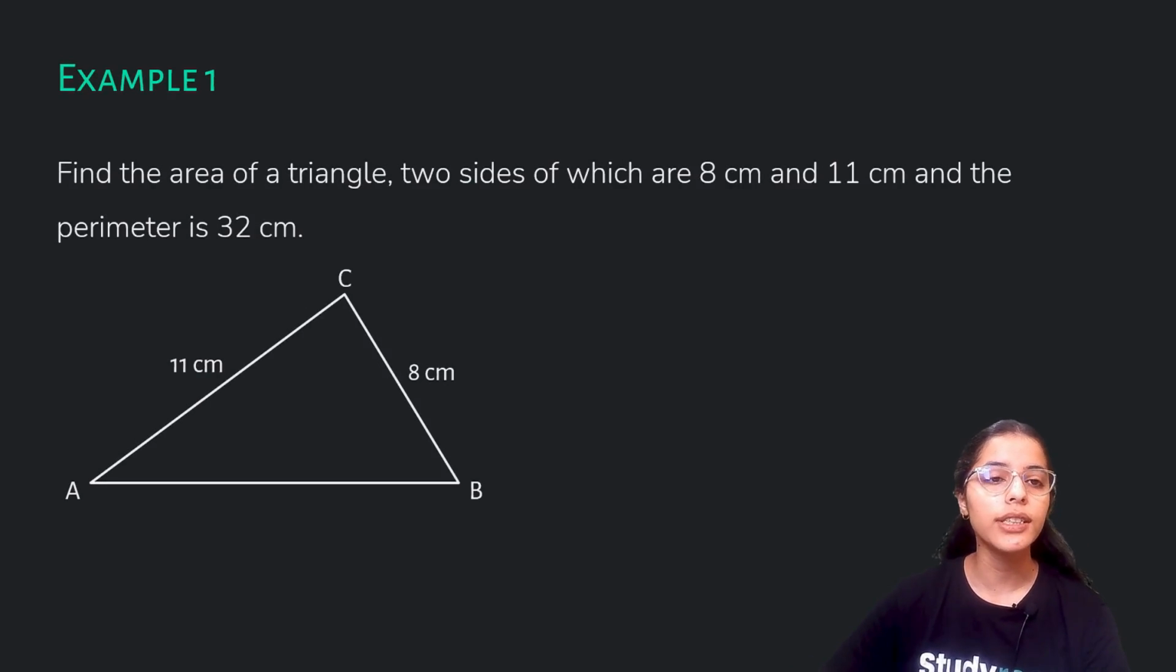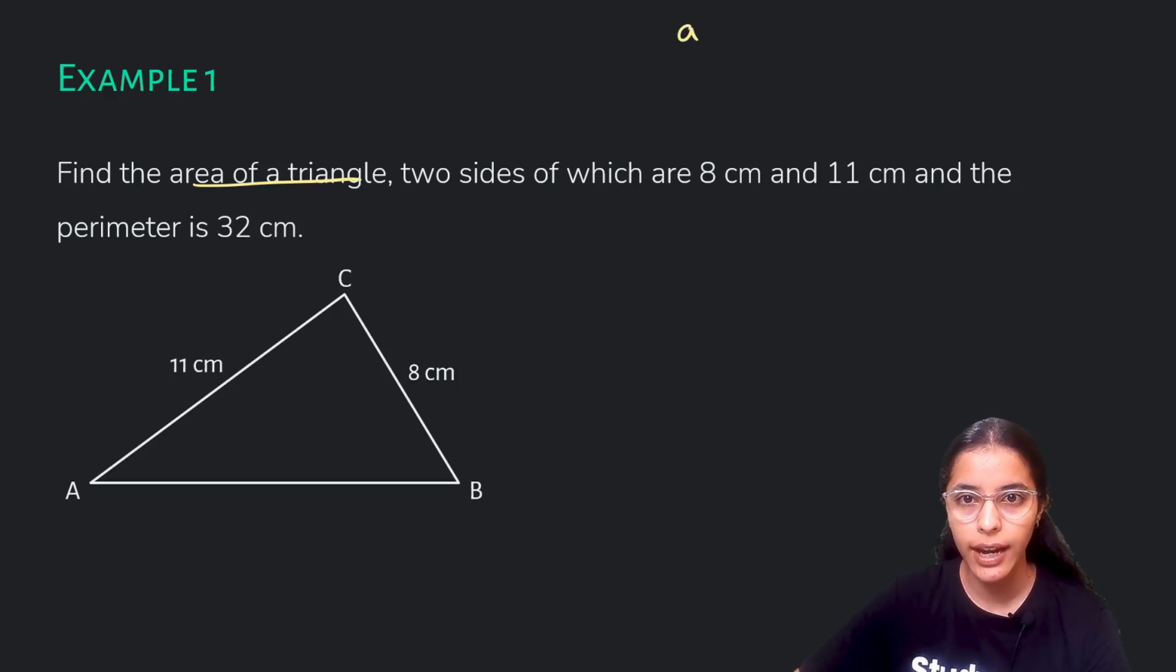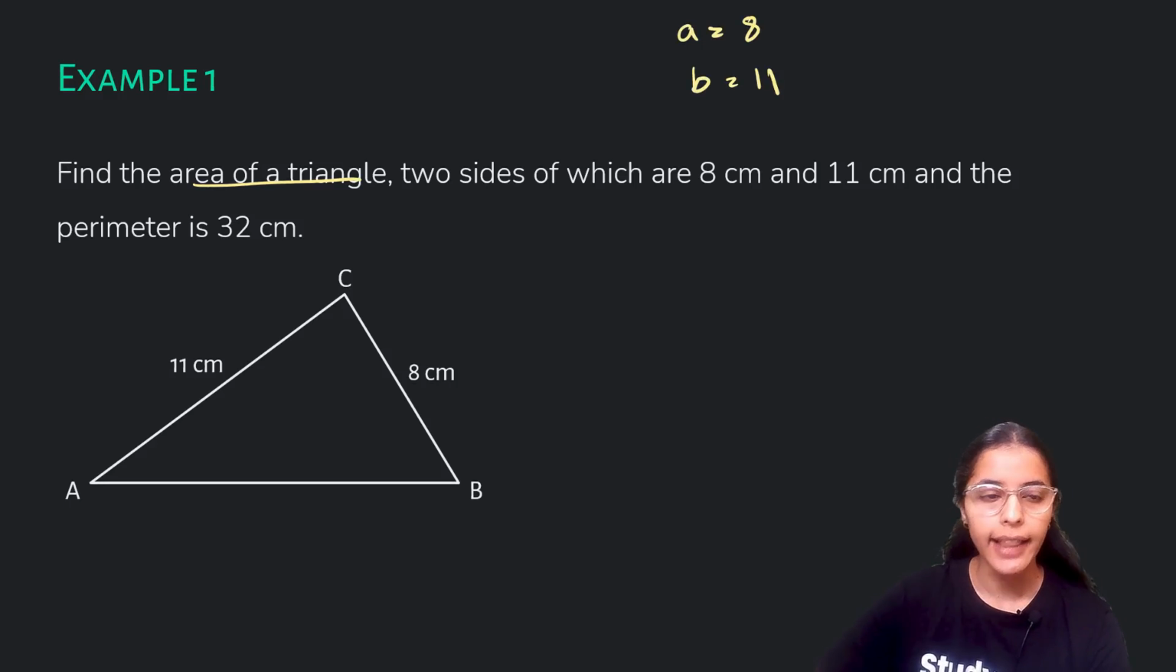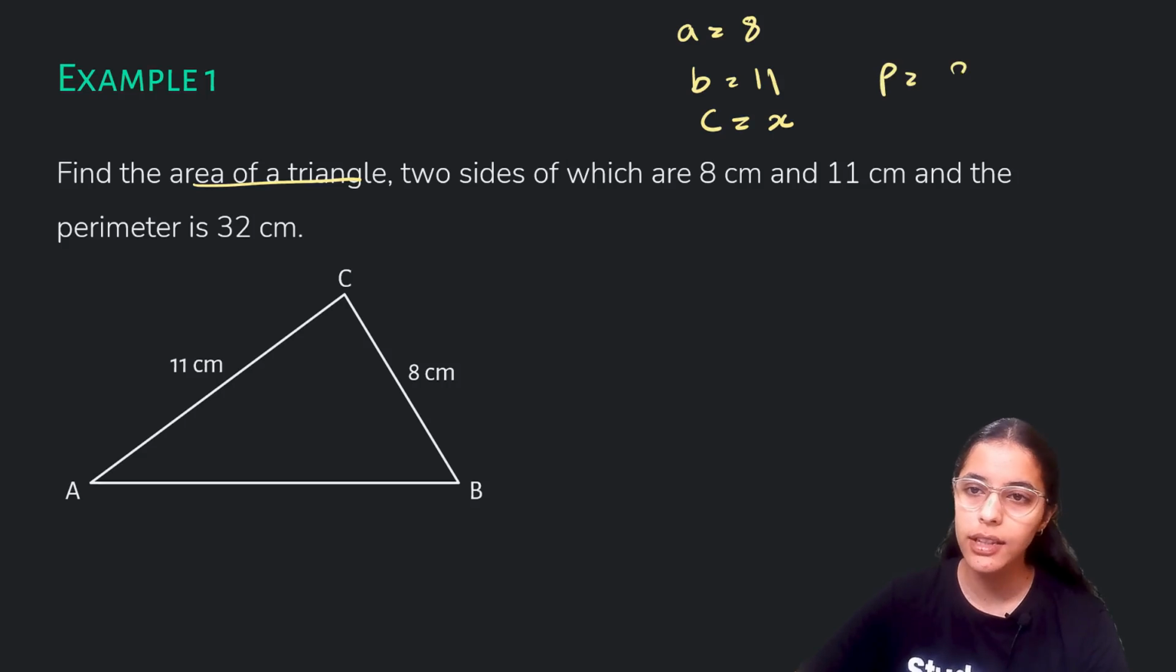Now let us do the second question, example number 1. Here we have to find the area of a triangle. Two of the sides are given. Let me write A to be 8, B to be 11, and C is not given, so let me write it as X, and our perimeter is given to be 32.